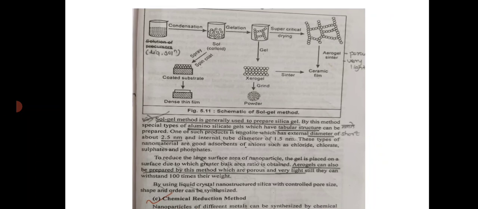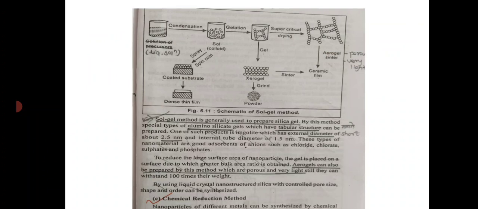The sol gel method is generally used to prepare silica gel. By this method, special types of aluminium silicate gel which have a tubular structure can be prepared. One of such products is imogolite, which has an external diameter of about 2.5 nanometer and an internal tube diameter of 1.5 nanometer. These types of nanomaterials are good adsorbents of anions such as chloride, chlorate, sulfates and phosphates.